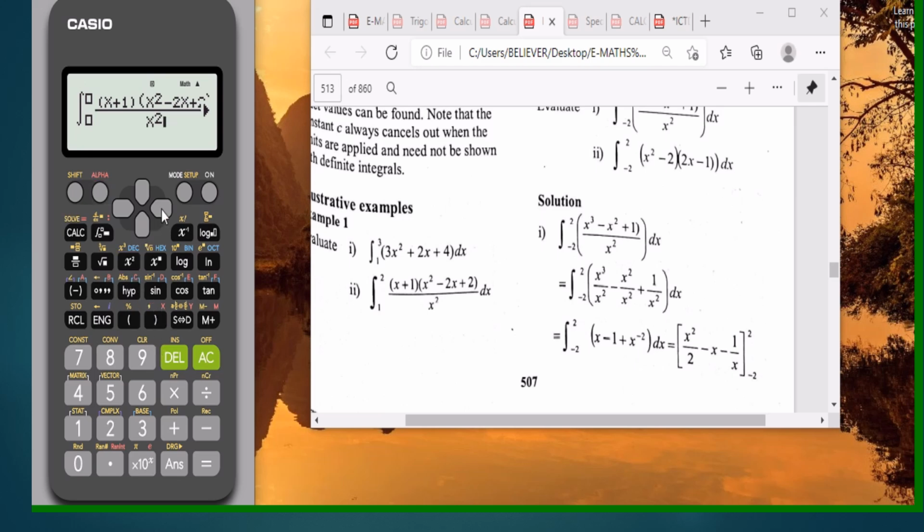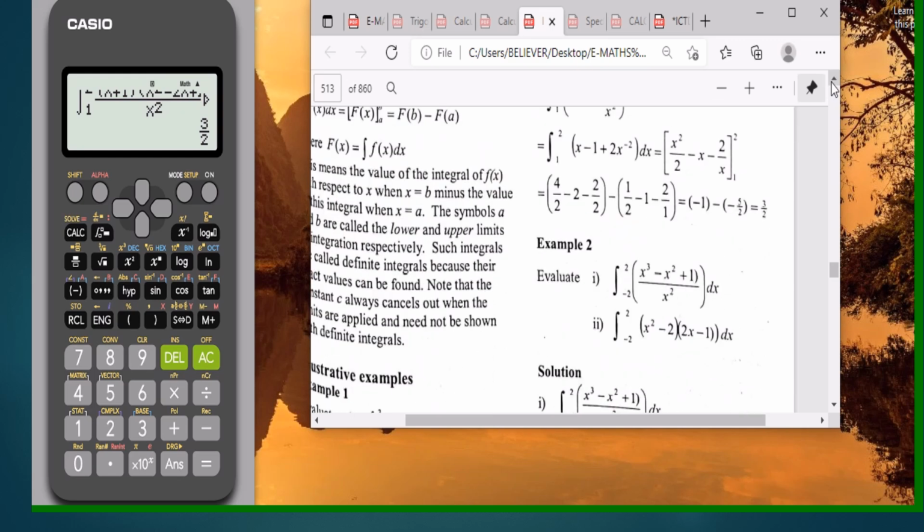squared. Then you press your forward button, then it takes you to the lower limit, then you press 1, lower limit is 1. And our upper limit is what, 2. Alright, so we are done with the whole question. So let's press equal to, let's see the solution I'm going to get. Three on two.